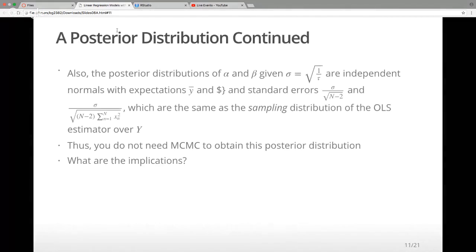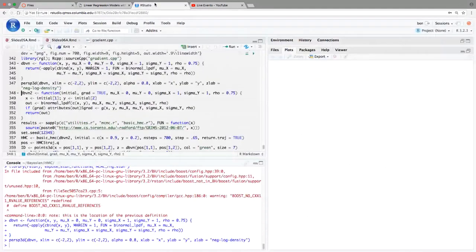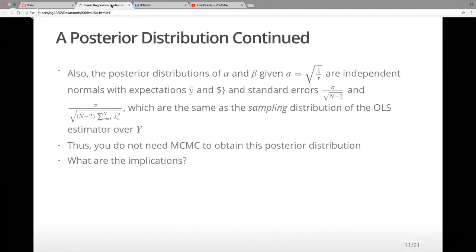All right. So, is my plot up yet? No. Why does this not work?